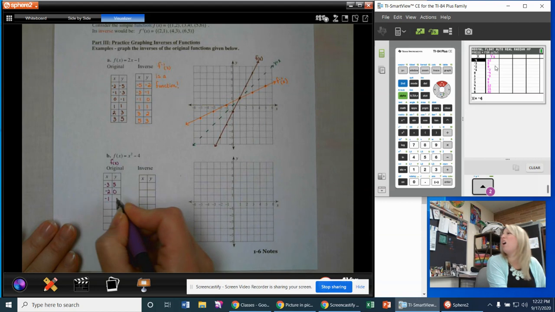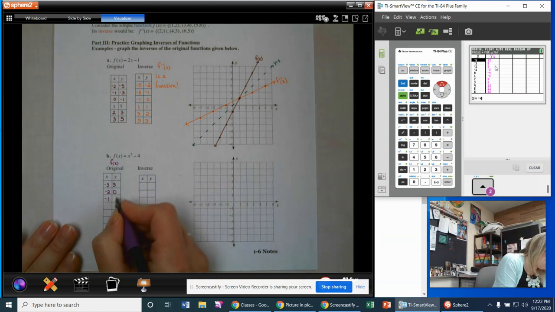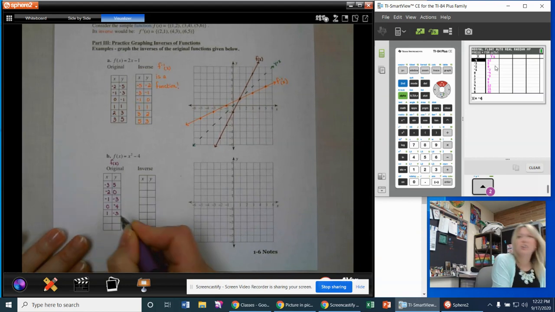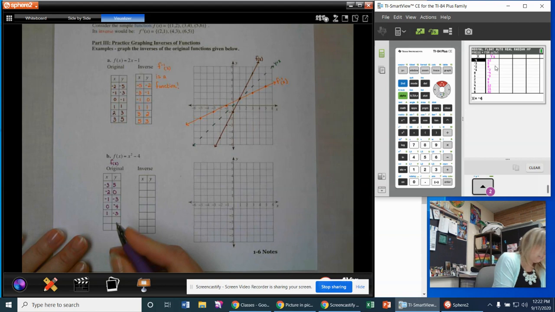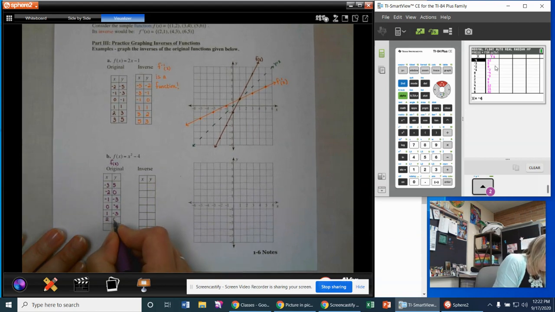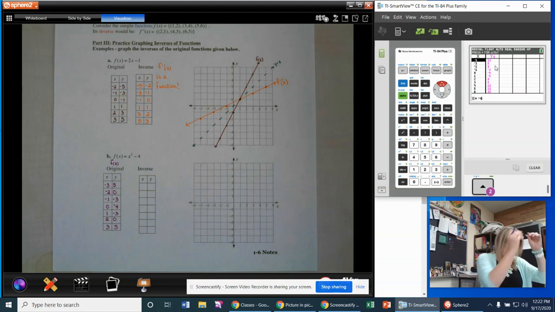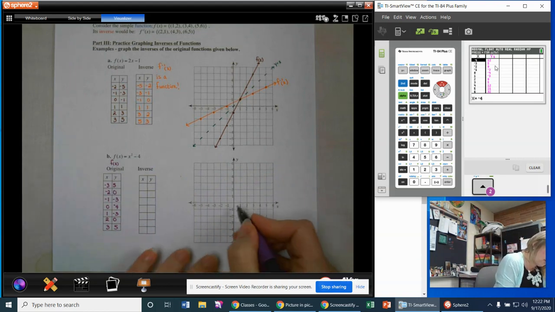And negative 1, negative 3. And then 0, negative 4, excuse me, should be my vertex. And then back the other direction. So 1, negative 3, did I get it right? Yeah. And 2, 0, and 3, 5. Yep, there it is. Okay, well, let's get this trash color on the graph.